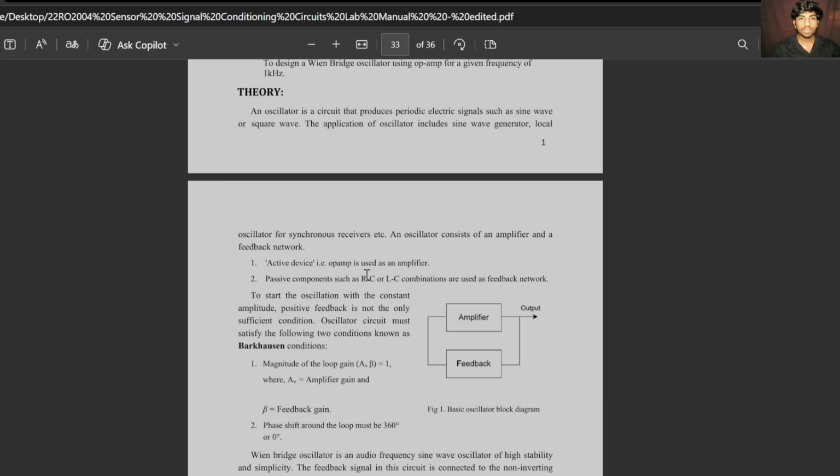So this is an active device. Op-amp is used as an amplifier. Passive components such as RC or LC combinations are used as the feedback network.